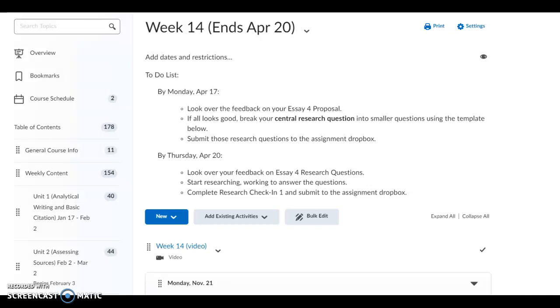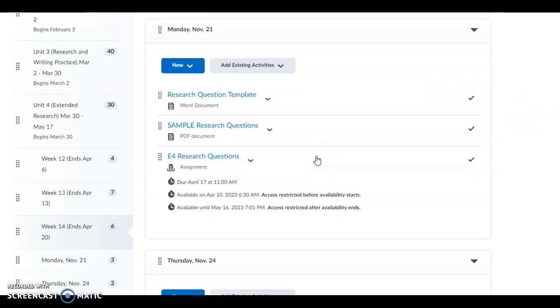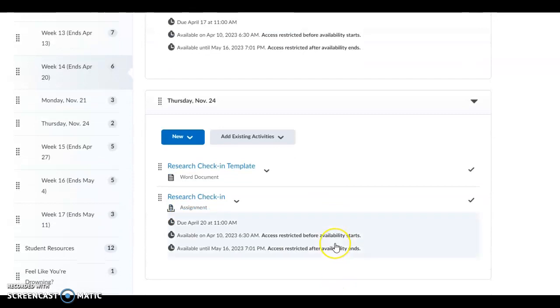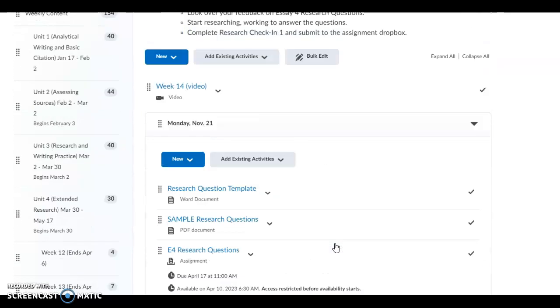Okay. So this week, look over your feedback on Essay 4 proposal. Should have that back to you tomorrow at the latest. That'd be Friday at the latest. If all looks good, just break your central research question down, submit them to the assignment box, look over your feedback on the Essay 4 research questions, start researching, working to answer the questions, and then complete research check-in 1. And that's all just down here, okay? Everything is right here, ready to roll for you.